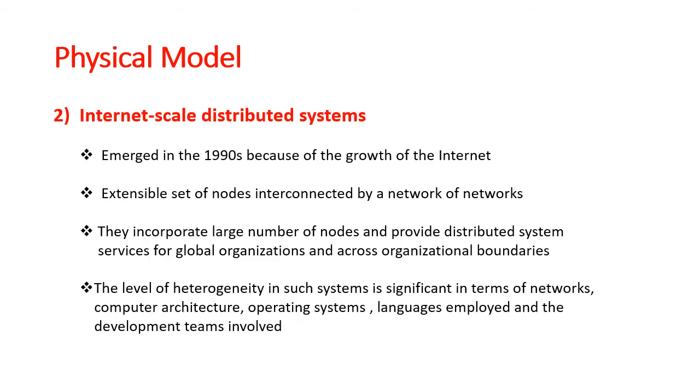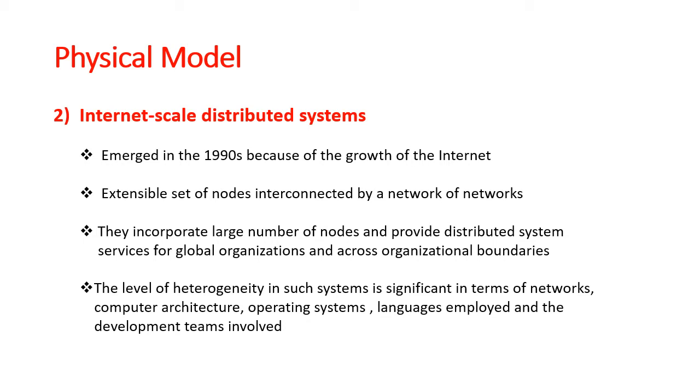The second one is internet scale distributed systems. From the name itself, the internet concept is involved in this. So it emerged in the 1990s because of the growth of internet, an extensible set of nodes interconnected by a network of networks, and they incorporate a large number of nodes and provide distributed system services for global organizations and across organizational boundaries. This was all made possible due to the concept of internet.